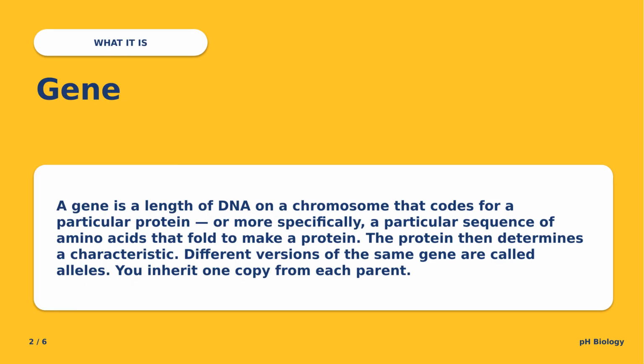A gene is a length of DNA on a chromosome that codes for a particular protein, or more specifically, a particular sequence of amino acids that fold to make a protein. The protein then determines a characteristic. Different versions of the same gene are called alleles. You inherit one copy from each parent.